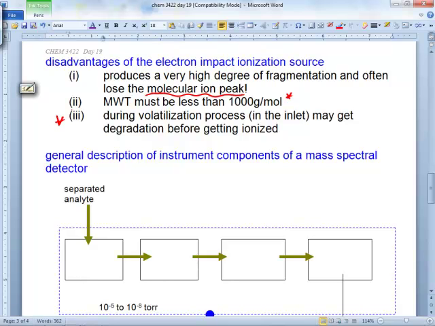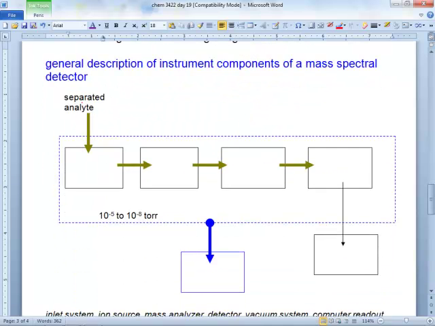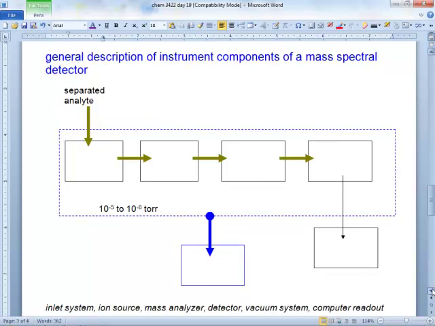What is this one about? Yeah, so that's kind of the same as number 2, I think. Okay, see if you can fill in. Here's a general description of our mass spec detector. See those 6 on the bottom there? Just put them in where you think they go.